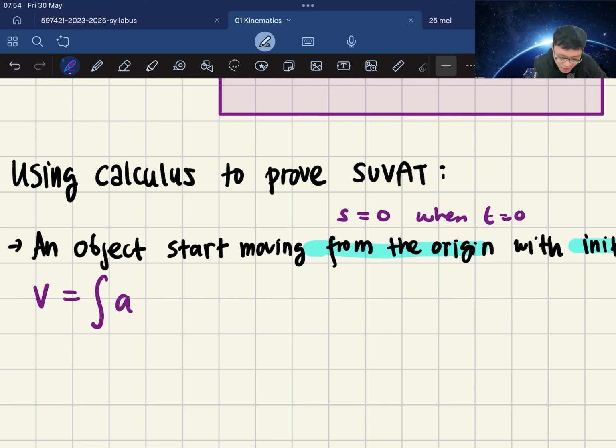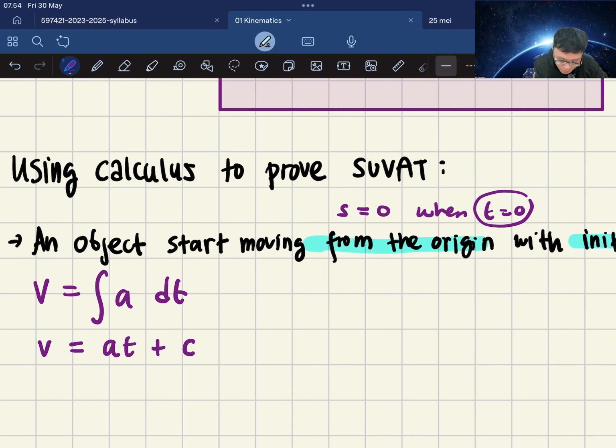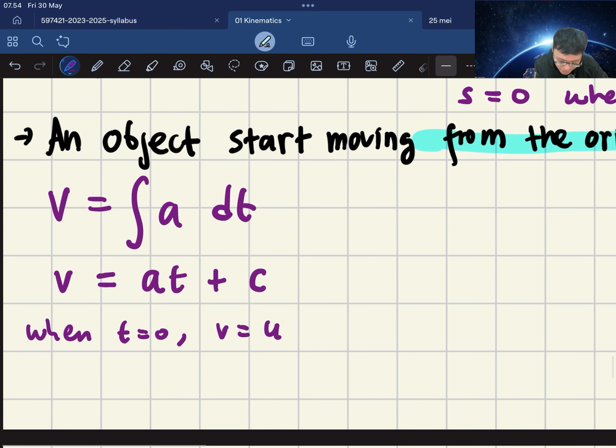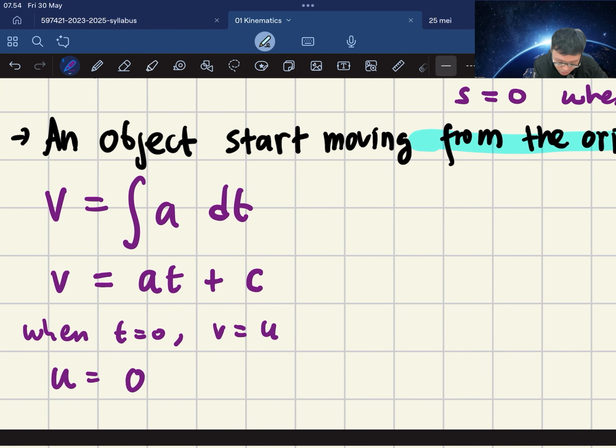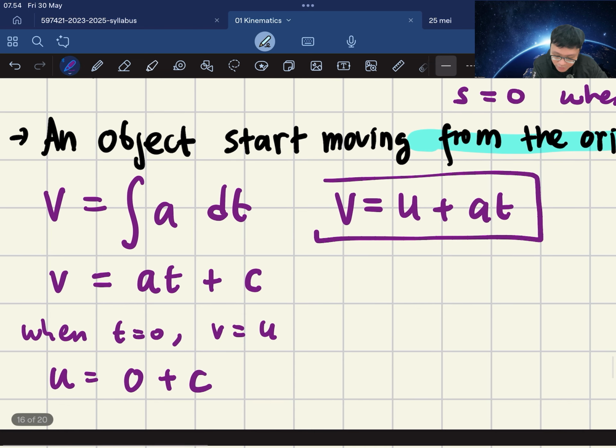Okay, integral a dt, and we know that a is constant, so the integral will be at plus constant of integration. Remember, always include constant of integration. And we know that when time is 0, the velocity is u. So that means we plug in, you get u equals 0 plus c. That means c equals u. So the first formula will be v equals u plus at. This is the SUVAT formula that we are already familiar with, right?